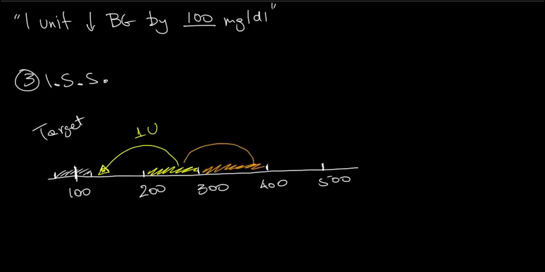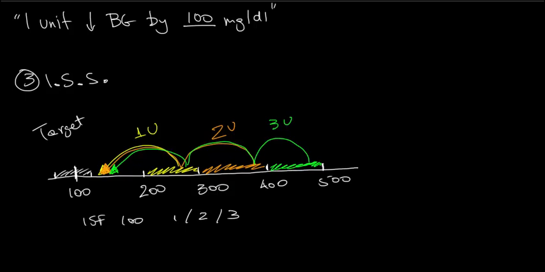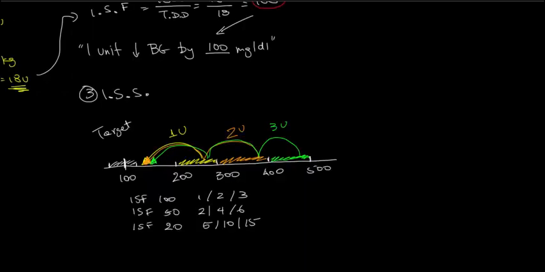If you're in the 300s, you're going to need 2 units to go down to the target. And if you're even higher than that, you're going to keep adding 1 unit for every 100. So in the 400s, he's going to need 3 units to make it down to target. You can see that's how we make sliding scales individualized for the patients. For someone that has a sensitivity factor of 100, we just said that's 1, 2, 3. If someone is less sensitive, so sensitivity factor is 50, they're going to need double the insulin, so 2, 4, and 6. And so on and so forth. If someone has a sensitivity factor of 20, they're going to need 5, 10, 15 units to go down to target.